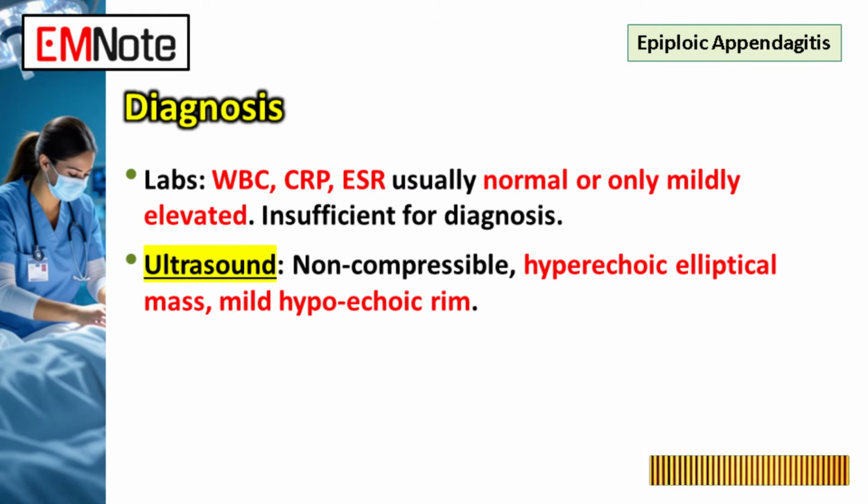You really need imaging. Given how much it mimics surgical emergencies, a CT scan is the way to go. It's considered the gold standard for diagnosis. Before we get to the CT findings, what about labs? What do we expect, or maybe not expect, to see? Labs are often remarkably normal. You might occasionally see a slight bump in the C-reactive protein or maybe a borderline white blood cell count, but you won't typically see the significant leukocytosis that you'd expect with acute diverticulitis or appendicitis. Normal labs with severe focal pain should definitely make you consider EA.